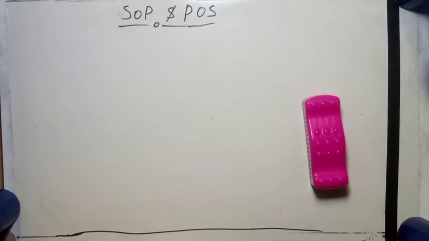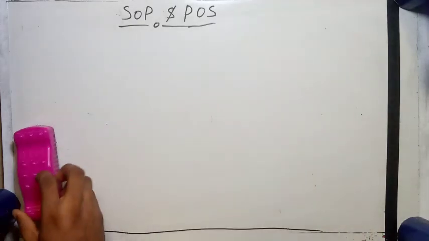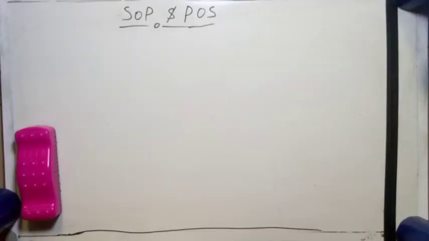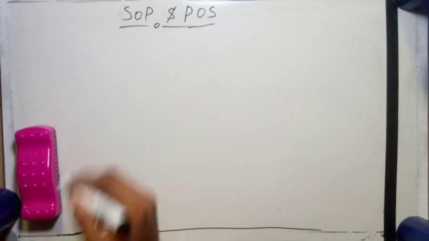Good day all. Today we're going to be looking at SOP and POS. So we normally represent our logic expression in these forms, though we don't normally say it whenever we are discussing it so far. But if you look at them, no matter the problem given to you to reduce, it normally comes in either of these forms. So your SOP means sum of products, and your POS means product of sum.